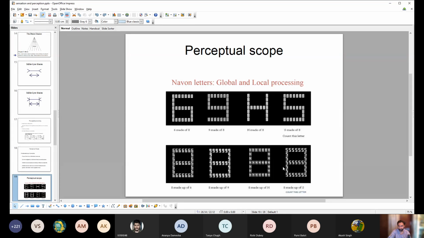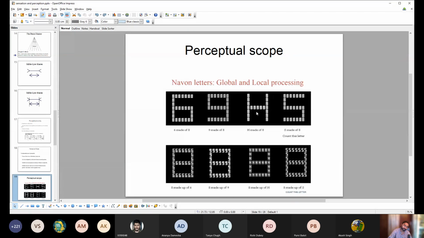This is local processing, where your global level is fixed, so all of them are fixed at 8, but locally they change. So here your local level is 6 and then 9 and H and S. If you're doing this kind of processing, you're doing global processing because globally things are changing, locally they're constant. If you are doing this, then you are doing local processing because locally things are changing, globally things are constant.